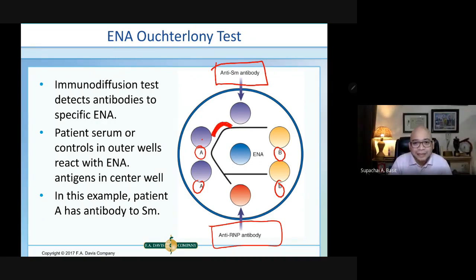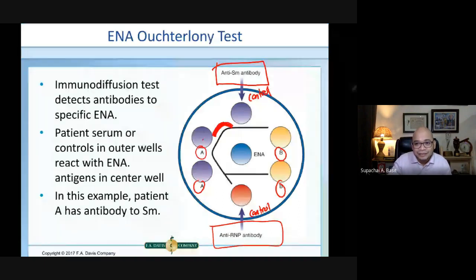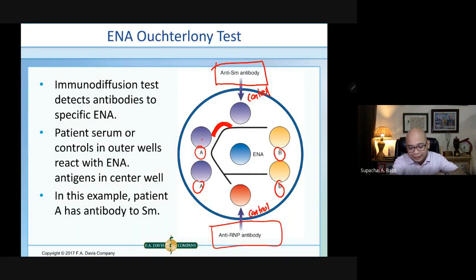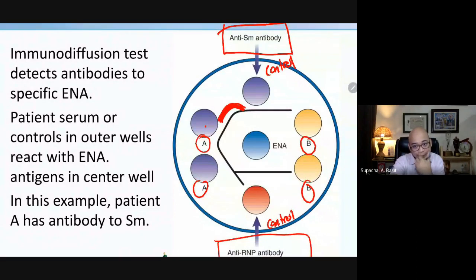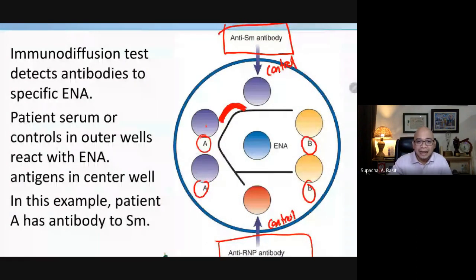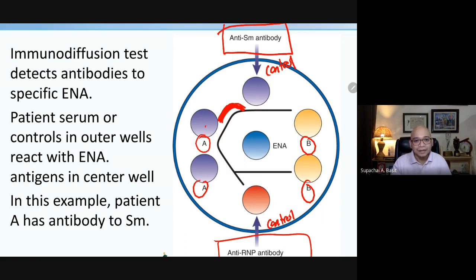And that particular one is identified with the anti-SM positive control, because this is the control. This is the control for anti-RNP. There is partial identity with anti-RNP positive antibody because the center well contains free, as you can see here. Let me enlarge this particular photo again. You can see the central well, it contains free anti-SM, as well as SM-RNP complexes.